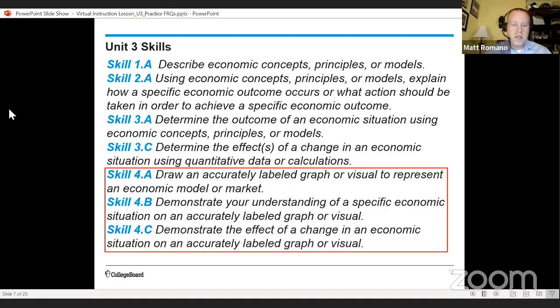These are skills that I know you've developed. Your teachers did a great job, I'm sure, of instructing you on this, on modeling it and having you practice it. But as you know, I want to point out that this year, this 1 year, you're not going to be drawing those graphs on the exam itself.